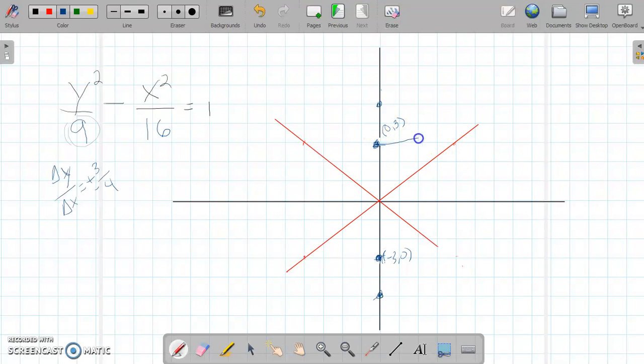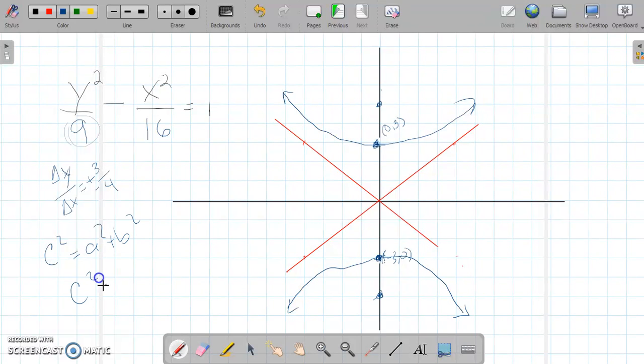Now, if I were to sketch the graph in now, it would look like this. So this is going to open up and down. This hyperbola is going to open up and down instead of left and right because the y squared is first. To find the foci, same way we did it when the transverse axis was horizontal. a squared plus b squared. c squared equals 9 plus 16. So c equals plus or minus 5, just like before. So there are my foci. That's at 0, 5, and this one down here is at 0, -5.